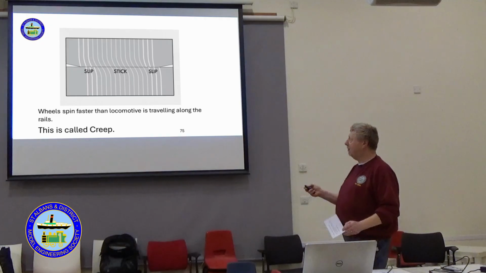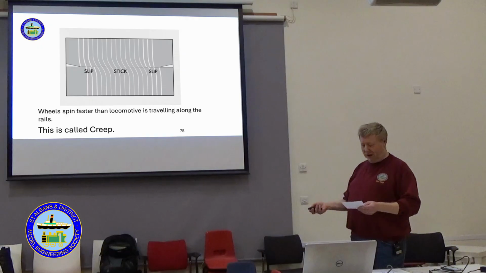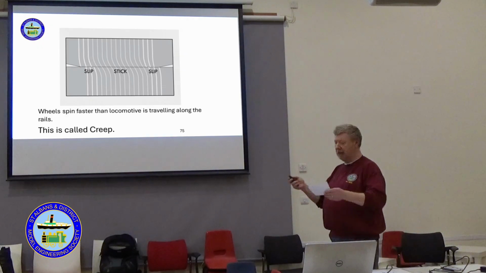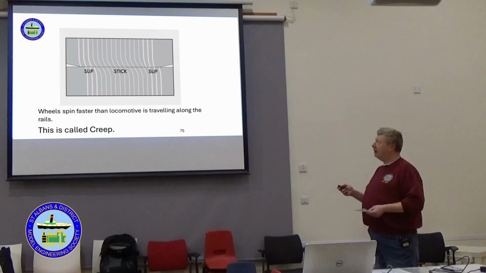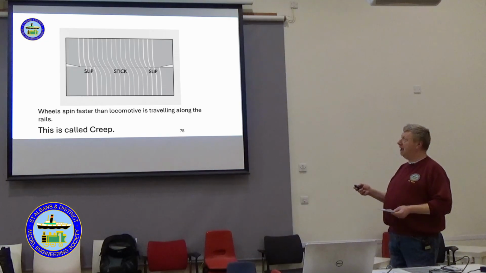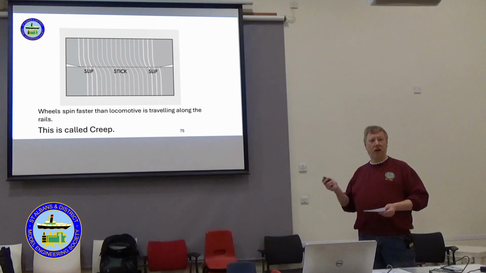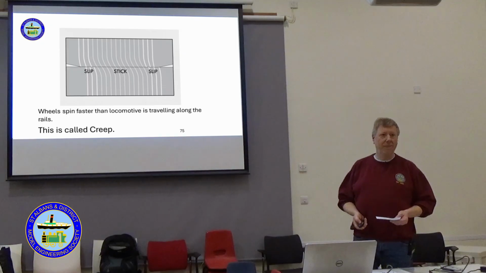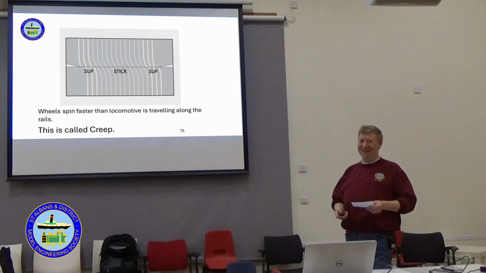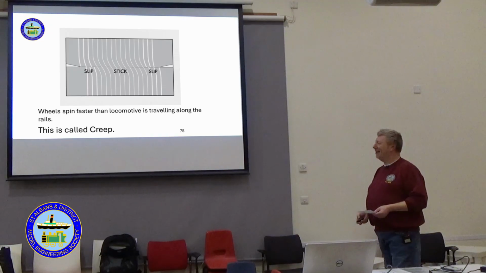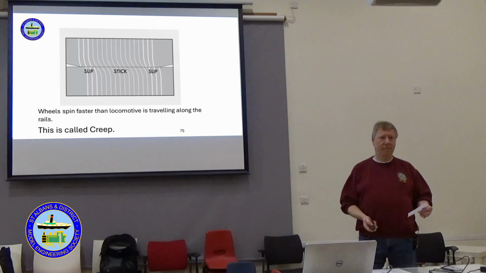Now obviously all of this happens simultaneously, in a very, very continuous process, if you like. One of the fascinating things about this is that this stick slip means that the wheel is actually moving faster than it goes along the rail. Yeah, I know. This effect is called creep.